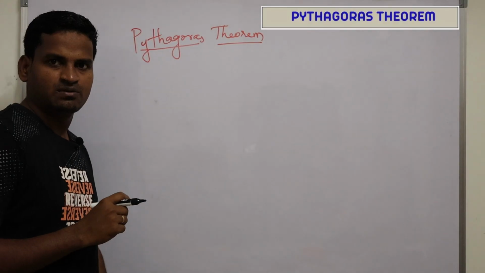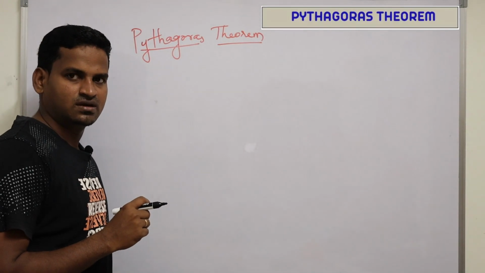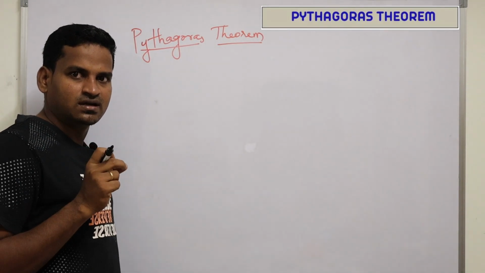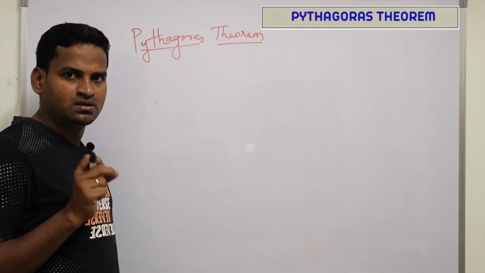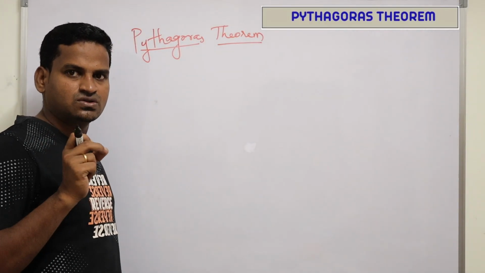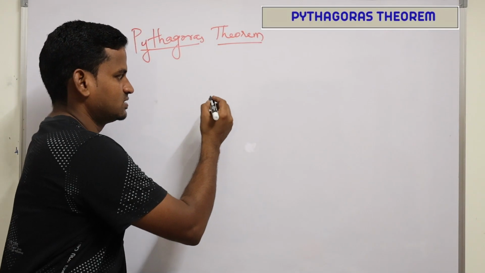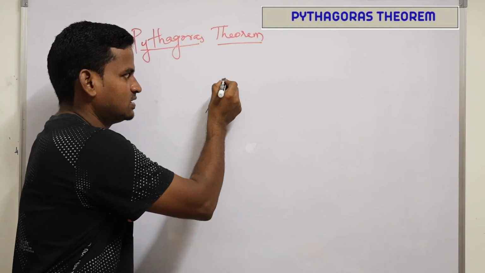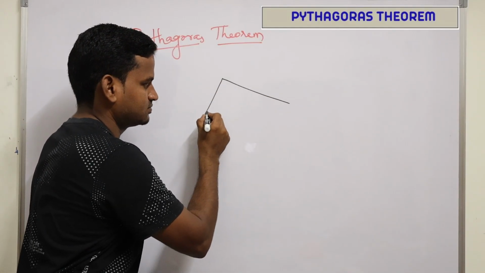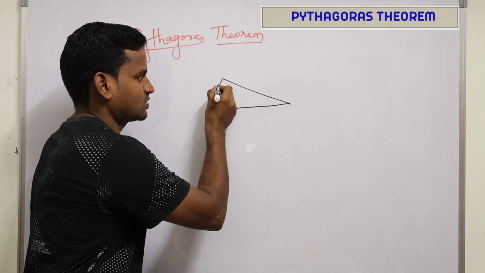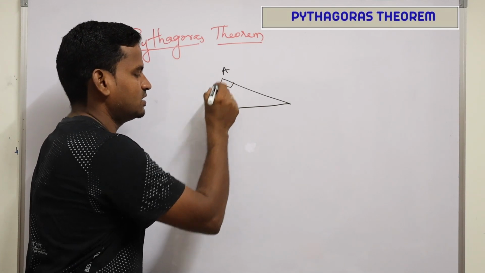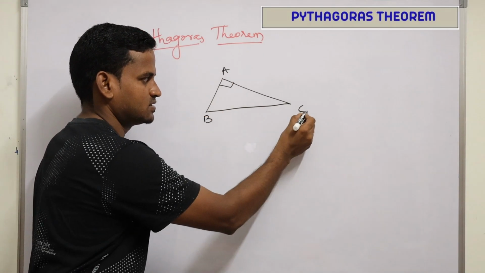So you know the definition of Pythagoras theorem. In a right angled triangle, the square of the hypotenuse is equal to the sum of the squares of the other two sides. For example, consider a right angled triangle, right angle at A, with the other vertices B and C.